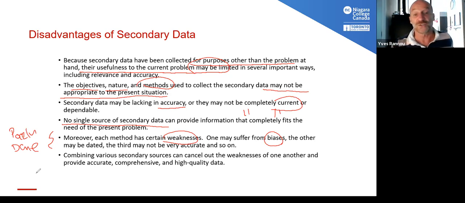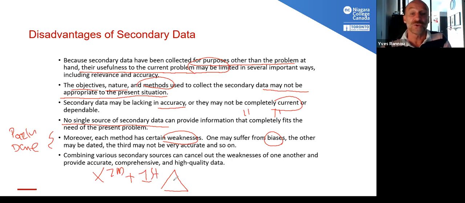Combining various secondary sources can cancel out the weaknesses of another piece of research. This is why we're saying to use more than one secondary source. So multiple secondary research sources plus your primary research, and your triangulation as well. This is how you build confidence in your own research.